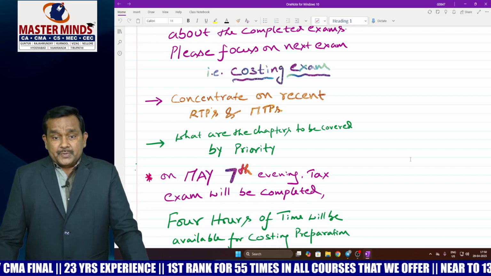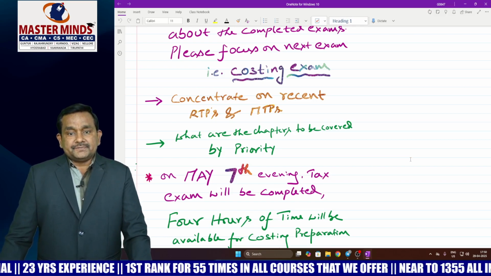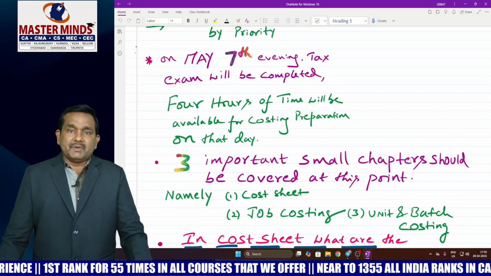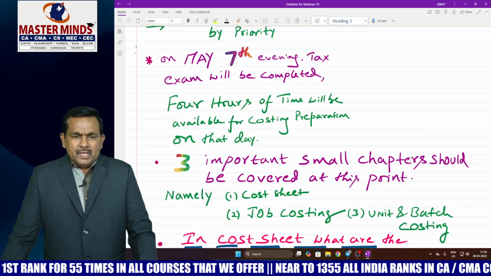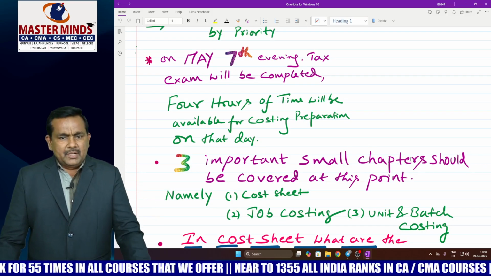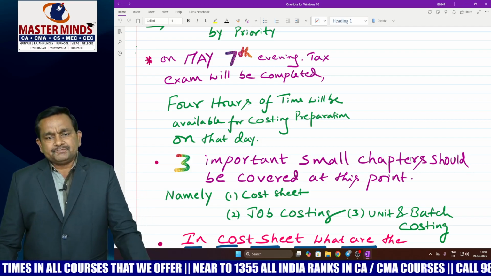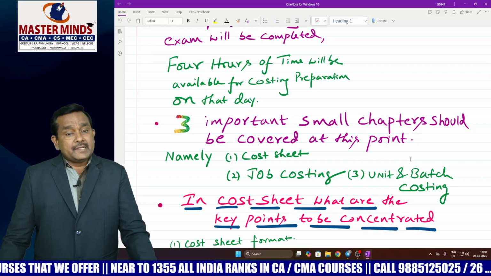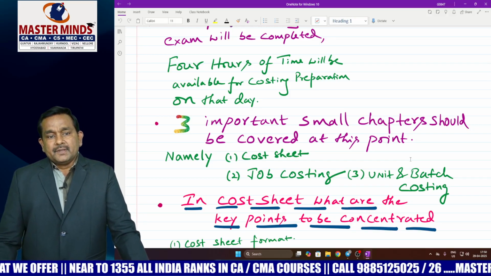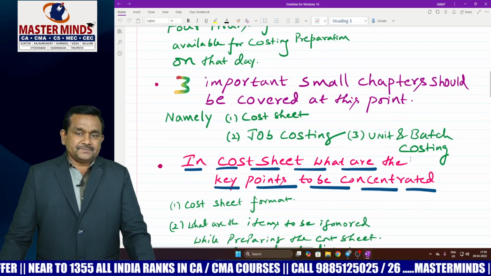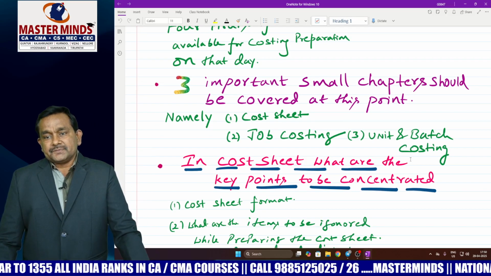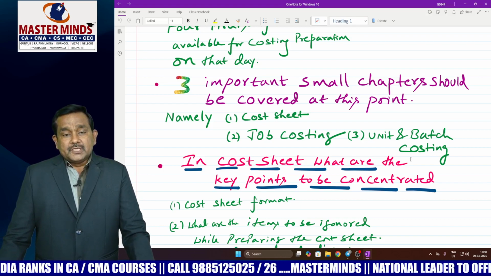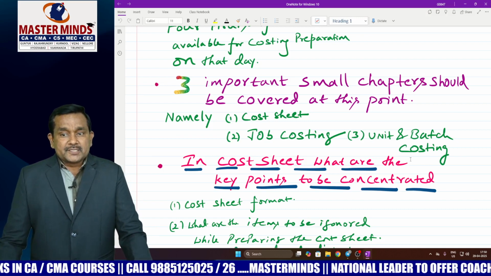What are the chapters to be covered priority wise? On May 7th evening, the tax exam will be completed. Literally 4 hours of time will be available for costing preparation on that day, sir. So, 3 important small chapters should be covered at this point, namely cost sheet, job costing, unit costing and batch costing. These are very important and small chapters.